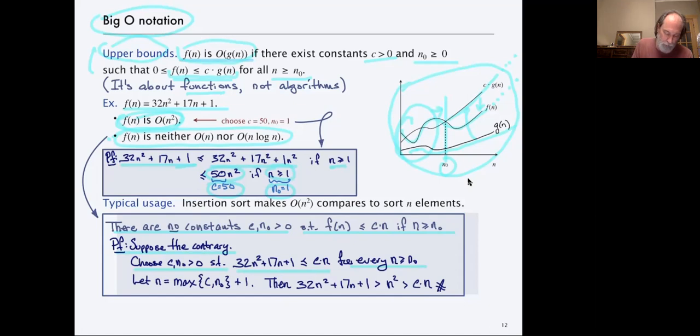So to show that it's not the case by contradiction, I'll choose a value for n based on my choice of c and n naught. I'm going to let n be the maximum of c and n naught plus 1. And then what do I find? I find that 32n squared plus 17n plus 1 is at least n squared. It's bigger than n, which is n squared, which is bigger than c times n. Okay, contradiction.